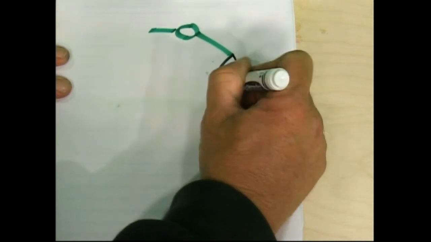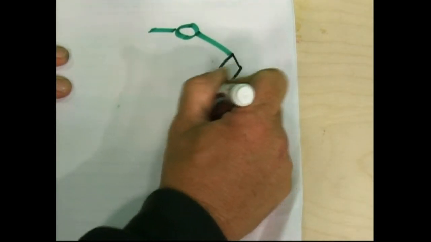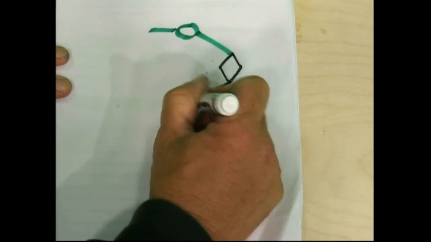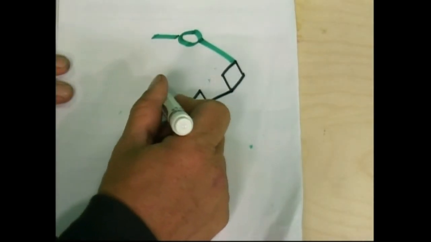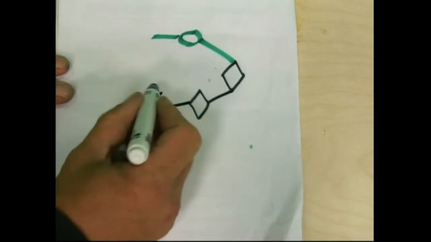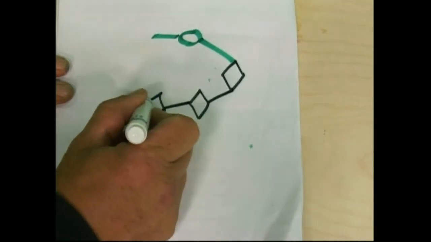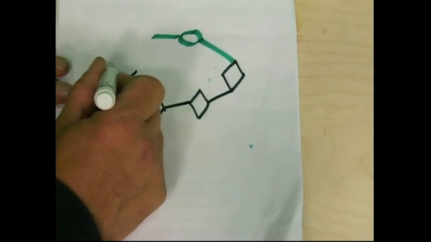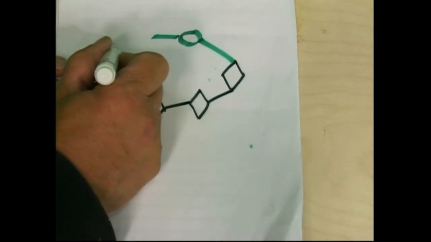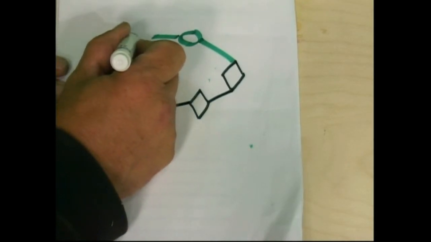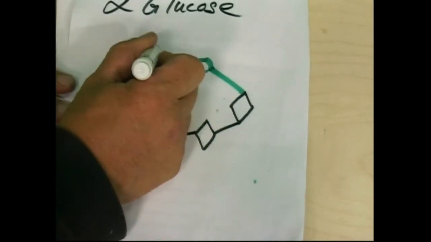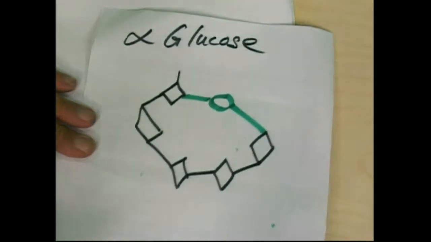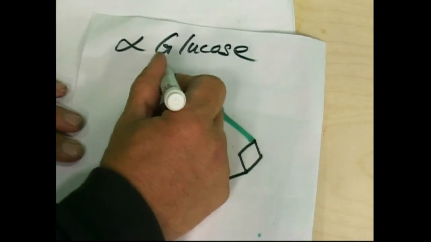Triangle, to a triangle, to a triangle. 1, 2, 3, 4, triangle. And now what we noticed was the one that's coming off is on the carbon next to the oxygen, so there's a triangle.